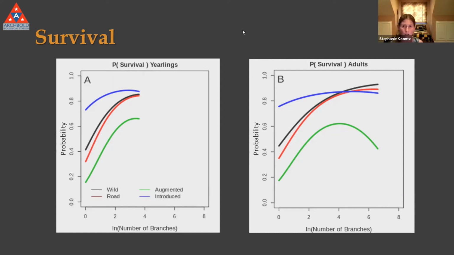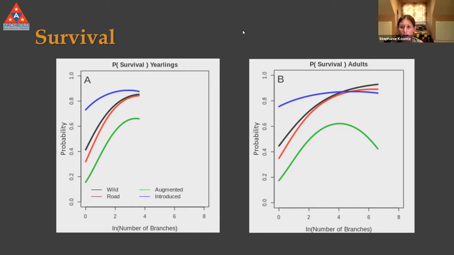And we have similar colors as we did in the previous graphs, where our wild gaps are in black, our roads are in red, we have the augmentation in green, and the introduction in blue. And that's for both our yearlings on the left and our adults on the right. What we have on our x-axis, which is the lower horizontal line, is the total number of branches observed. And based on an individual plant's size, we're able to predict its probability of survival, which is on our y-axis.